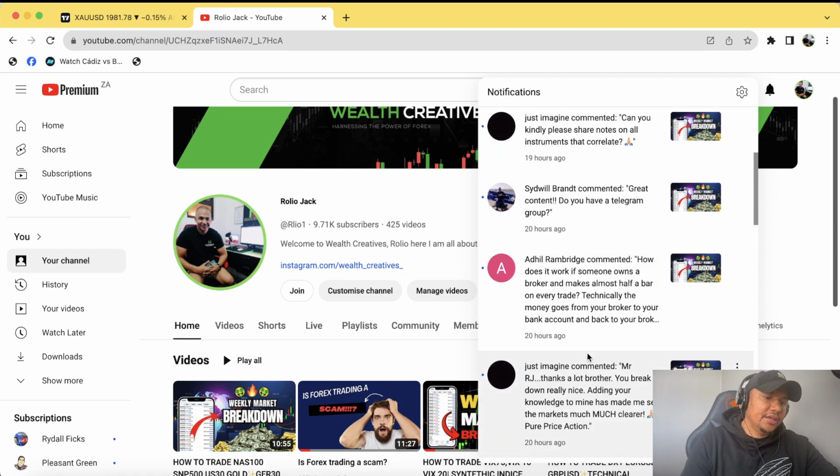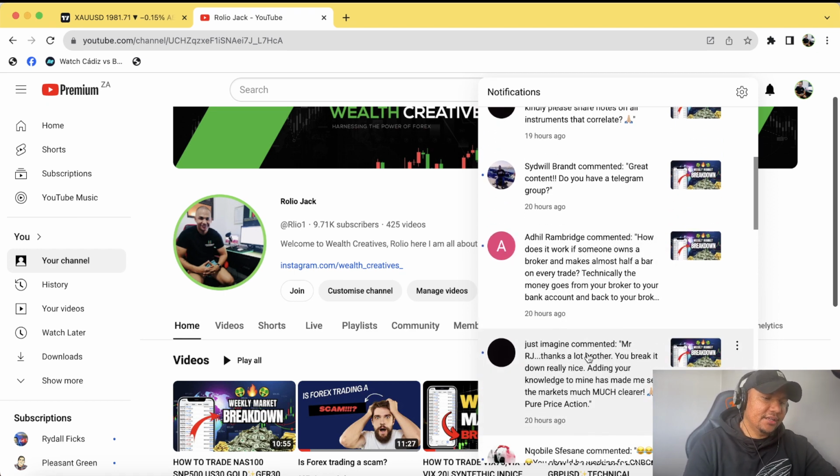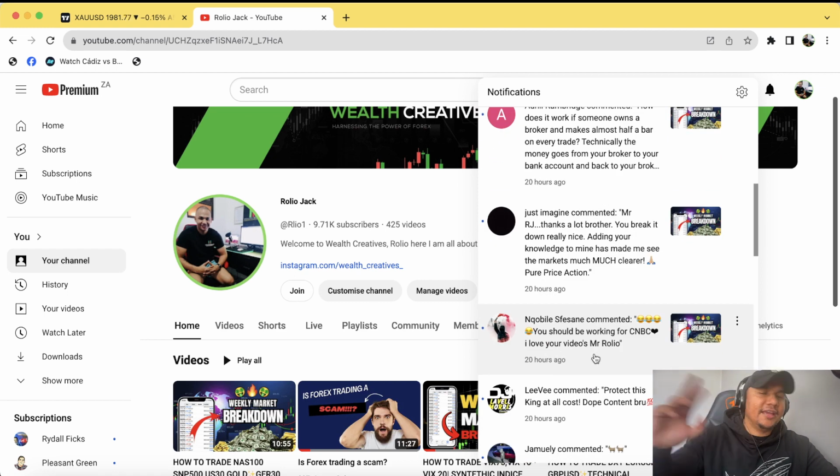Ideal asks, how does it work if someone owns a broker and makes almost half a bar on every trade? Technically, the money goes from a broker to your bank account and back to your broker. Well, it depends on whether you're really trading a broker account, because a lot of people who own broker accounts do not trade real accounts. They make these accounts seem like real accounts so that they can get people to think they can make that type of money. I've seen that. DJ Coates is a good example of someone who misleads people, but it's legal to mislead people in this country. It's the people who do not mislead people that is illegal. You shouldn't, because I think that's how it works.